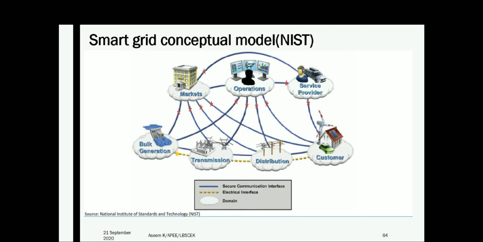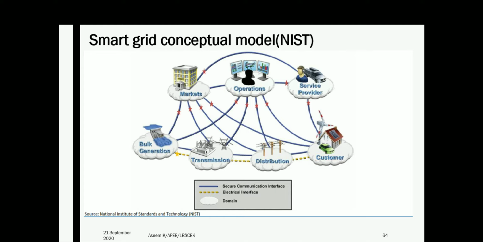That is, there you can see that the blue lines are actually showing the secure communication interface. The yellow dotted line is only the electric interface. So the electrical connection is only between customer, distribution, transmission and generation. But every component in the smart grid is connected through the communication interfaces, so they can communicate with each other.